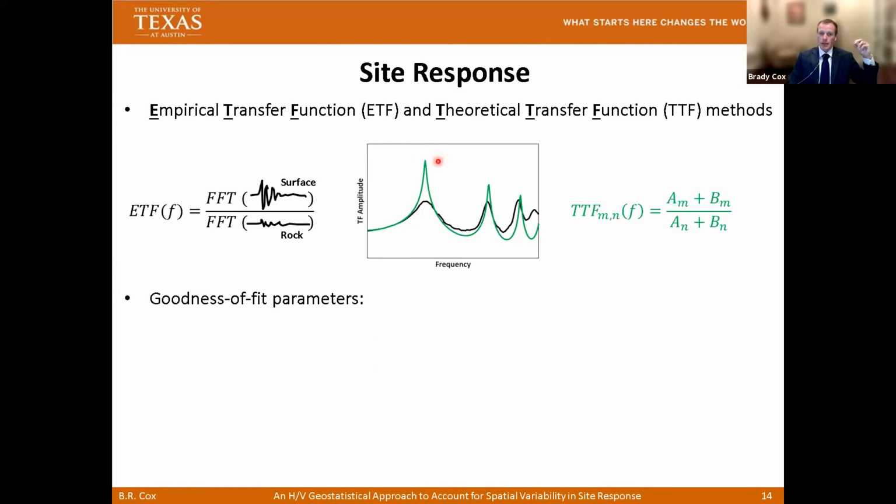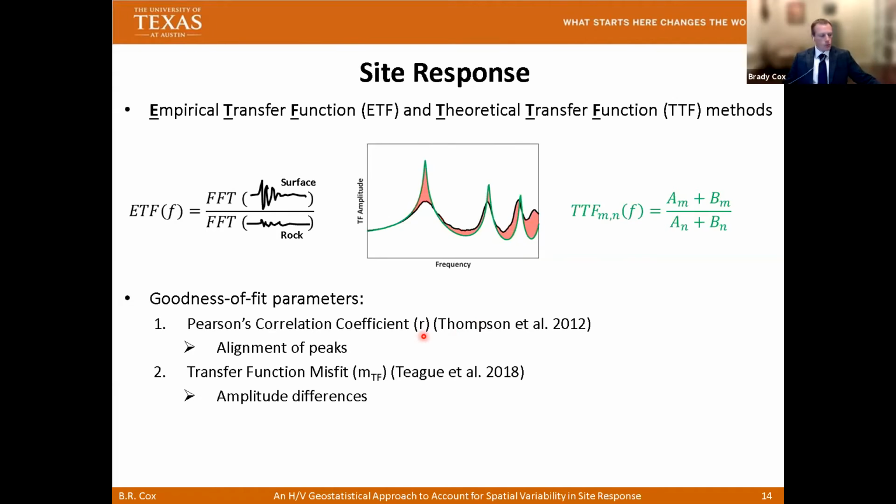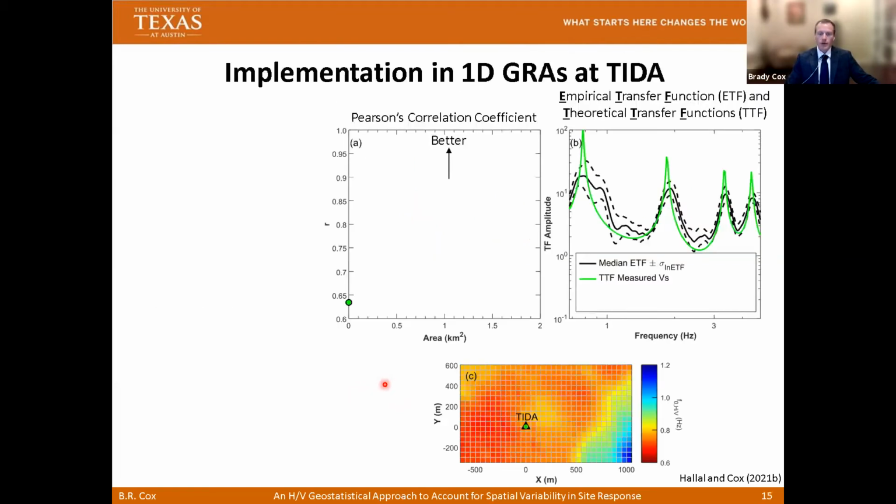We're going to judge in this study the goodness of fit between the empirical transfer function and the theoretical transfer function using two metrics. The first is the Pearson correlation coefficient, which was proposed by Thompson et al. in 2012, which predominantly judges the alignment of the peaks in the transfer functions. And that's called the R coefficient right here, the Pearson correlation coefficient. We're also going to use a metric that we developed called a transfer function misfit, which judges a little bit better the differences in amplitude between the empirical and the theoretical transfer function. And so you'll see me in the next slides compare both R values and MTF, or transfer function misfit values.